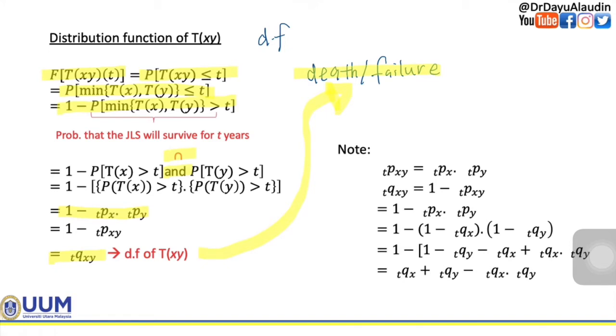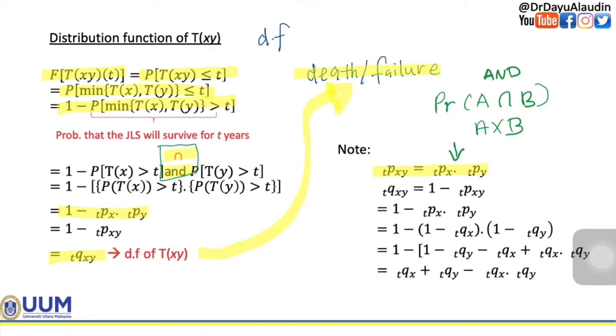Okay, now look at the note. tPxy is equal to tPx times tPy. Why? Because we have the intersection here. Remember, in statistics this one is the intersection, so we have to multiply A and B. So we use multiplication.